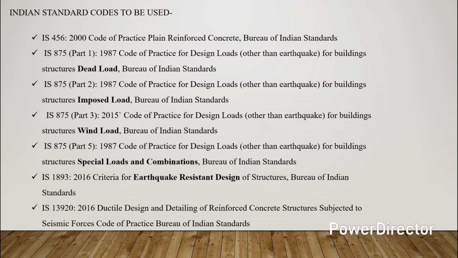Then IS 875 Part 1 1987. This is the code of practice for dead loads. Then IS 875 Part 2 1987 for imposed load, that is live loads. Then IS 875 Part 3 2015 for wind loads. IS 875 Part 5 for special loads and load combinations.